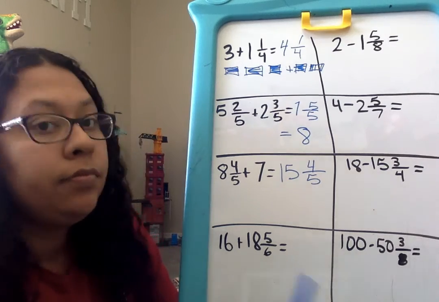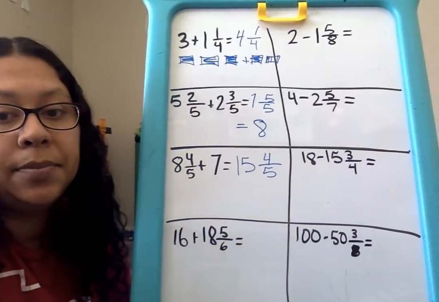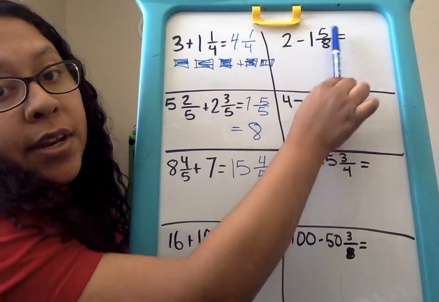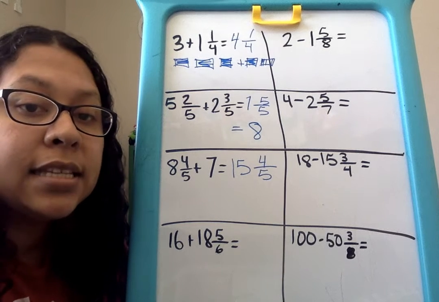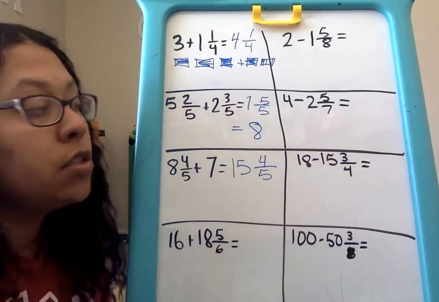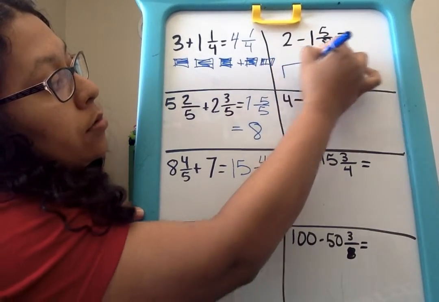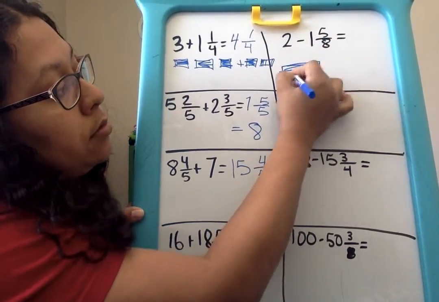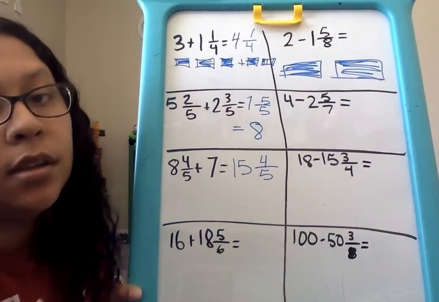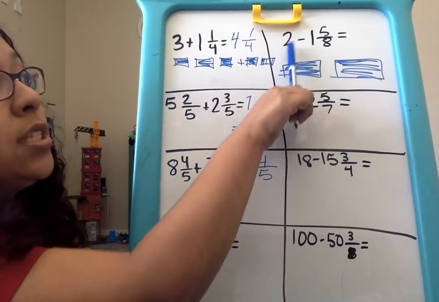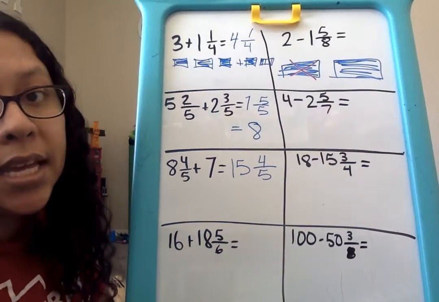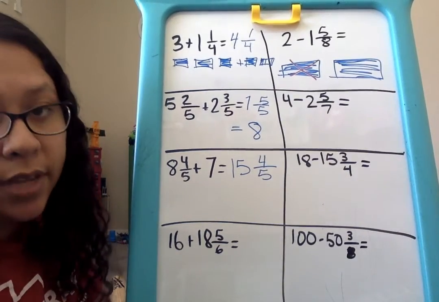Okay. So now let's look on the subtraction side. So we have 2 wholes minus 1 and 5/8. So on your ClassKick assignment, I did most of the pictorials for you. So we started with 2 wholes. 1, 2. So from those 2 wholes, you're taking away 1 whole and then taking away another 5/8.